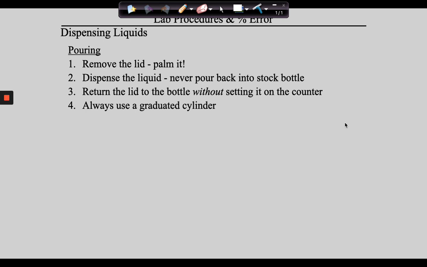All right, so that works great if you need like 20 milliliters of solution. But what if you only need 1 milliliter of solution? Well, this only measures down to 5. It doesn't even have markings smaller than 5. So how do we measure 1 milliliter if we can't do it with a graduated cylinder?